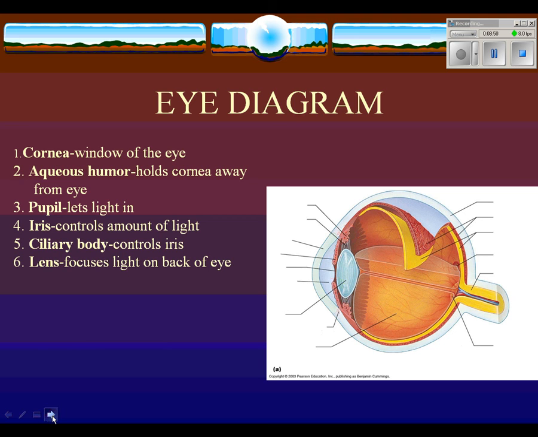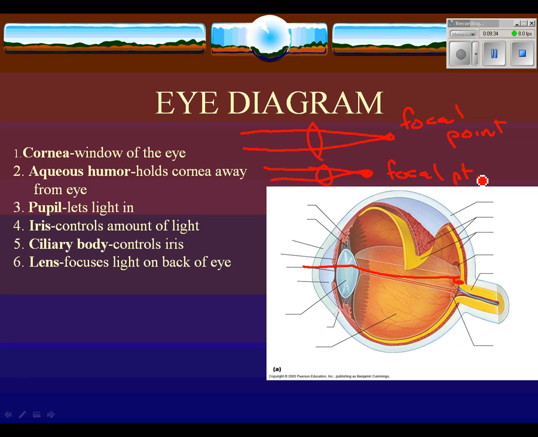Number 6, the lens, and we're going to spend a little bit more time on this in class, but the lens's job is to focus light directly on the back of the eye. And a lens, if you've ever held a lens and looked through a lens, the lens actually bends light to a focal point. And the very cool thing about your lens is that it can be bigger or smaller depending on how close or far away an object is. And so that changes the focal point of your lens and allows you to look at things up close or things far away.